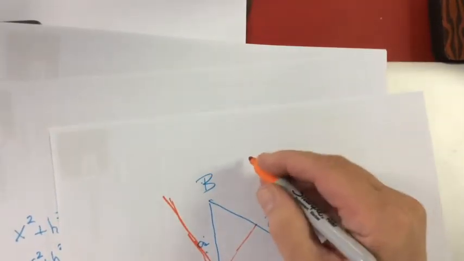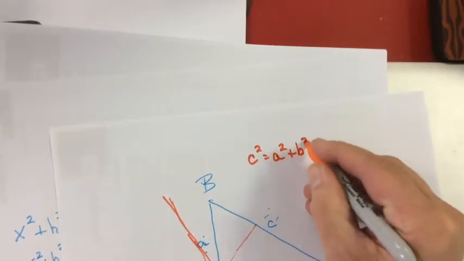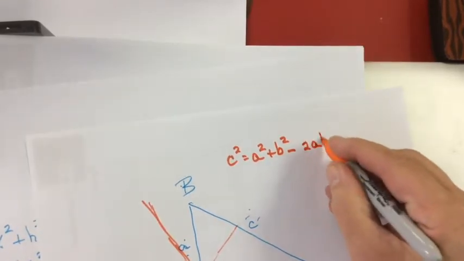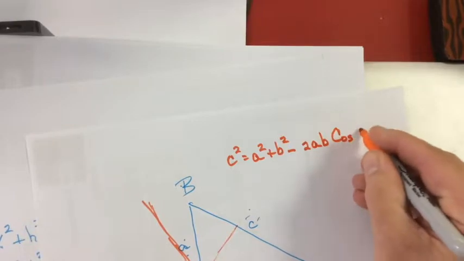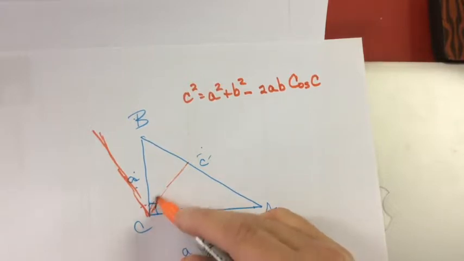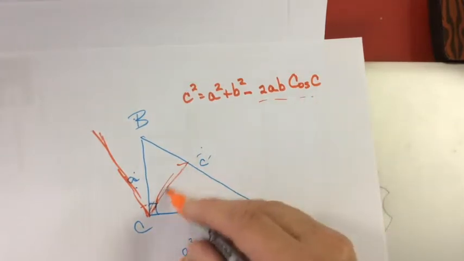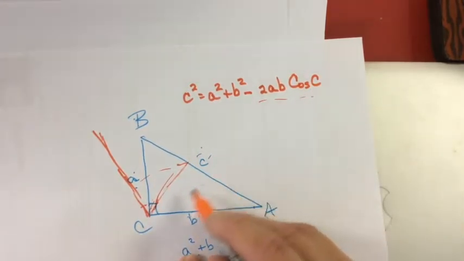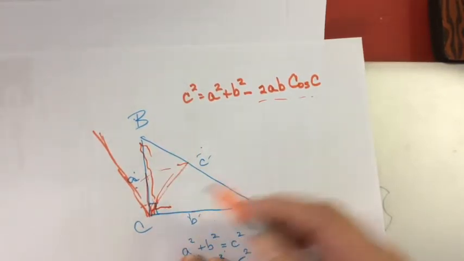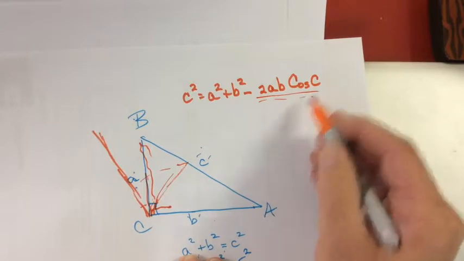And that is c squared is equal to a squared plus b squared minus 2 times a times b times the cosine of that angle, c, right here. So if this angle is a little bit smaller, that's compensated for here. And if it's a little bit bigger, that's compensated for here. And if it is exactly 90 degrees, well, the cosine of 90 degrees is 0. And that makes this go away.